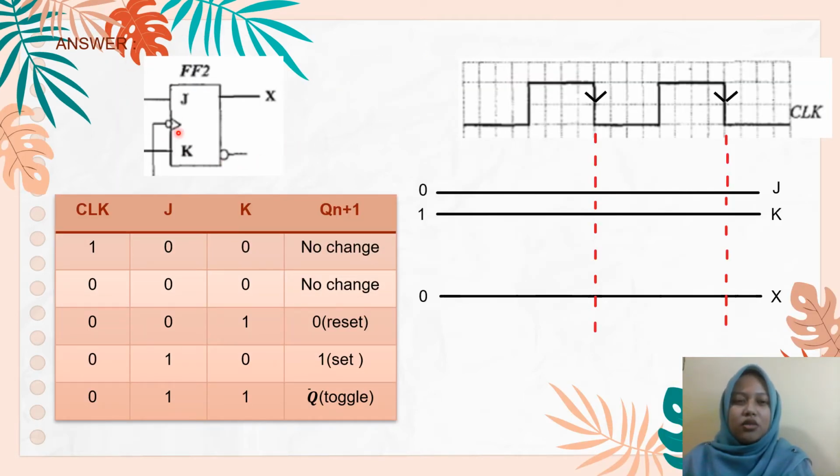Okay, this one is the JK flip-flop. And this one is the truth table JK flip-flop, and this one is the waveform JK flip-flop. Okay. The JK flip-flop is active low because of the bubble here. Okay. Look at the waveform here. First clock J0, K1, output 0. The second clock is J1, K1, output is 0.